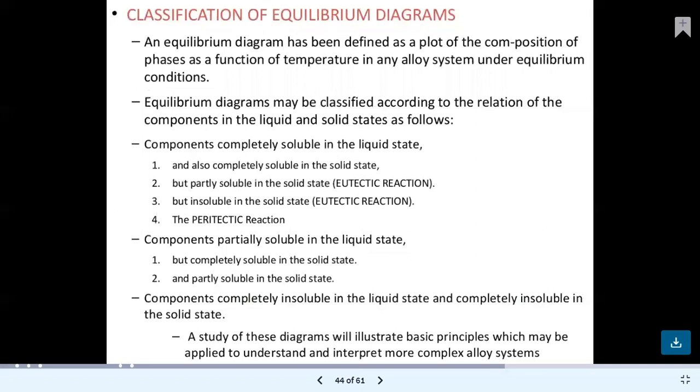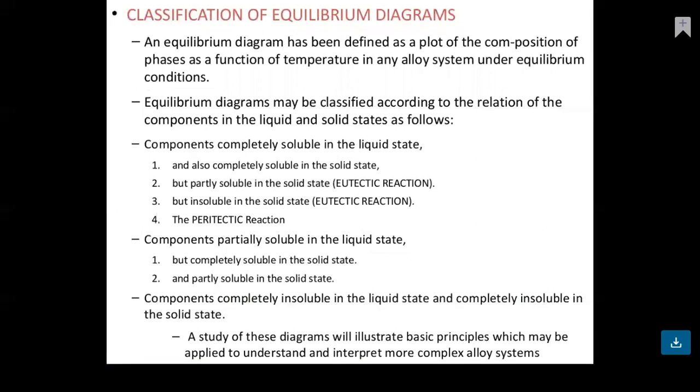If we consider the classification of equilibrium diagrams, an equilibrium diagram is defined as a plot of the composition of phases as a function of temperature in any alloy system under equilibrium conditions. Equilibrium diagrams may be classified according to the relation of the components in the liquid and solid state as follows. First, components completely soluble in liquid state and also completely soluble in the solid state. Components completely soluble in liquid state, but partly soluble in the solid state. And components completely soluble in liquid state, but insoluble in the solid state.